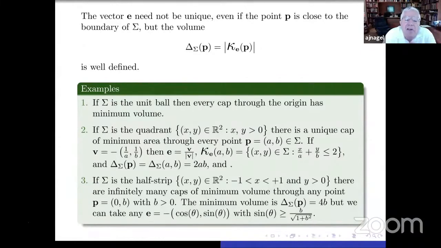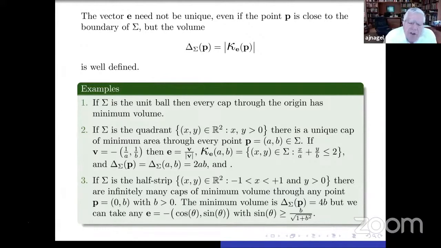Simple example is to take the unit ball, then every cap through the origin has the same volume. If you take sigma to be the positive quadrant in R2, then there is a unique cap of minimum area through every point. If you look at the set of points where the area of that minimal cap is constant, it's going to be a hyperbola. And I've written down what the formula for that volume is.